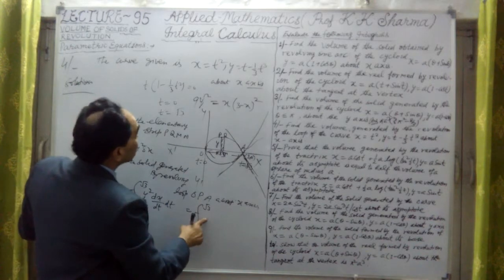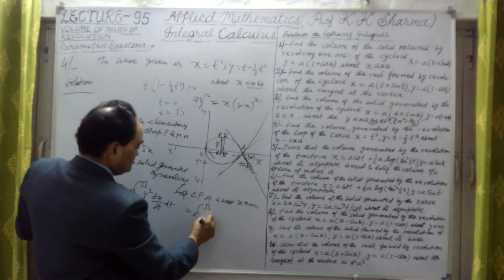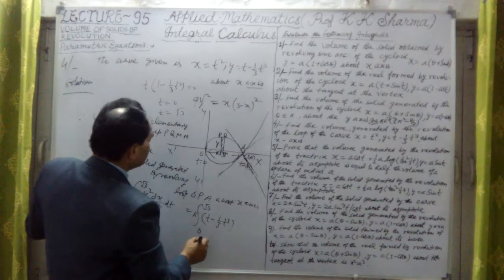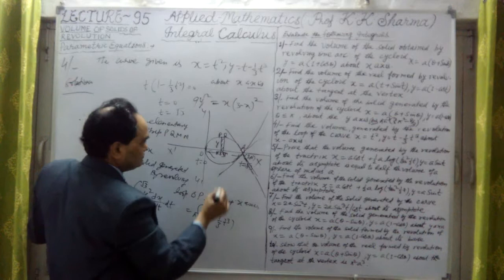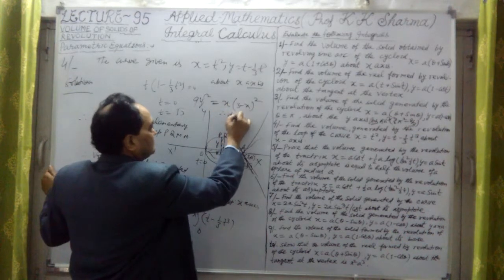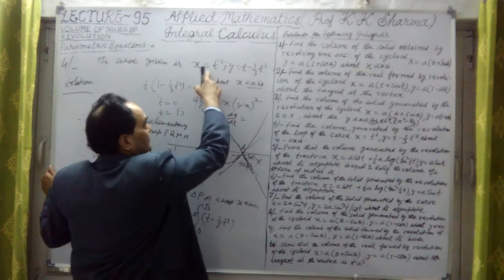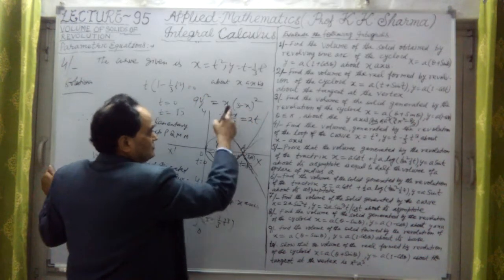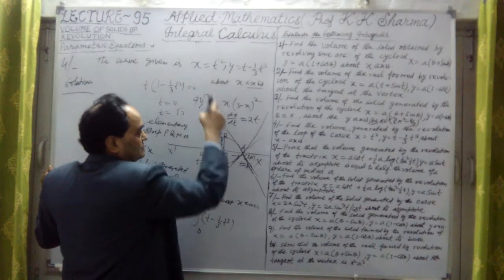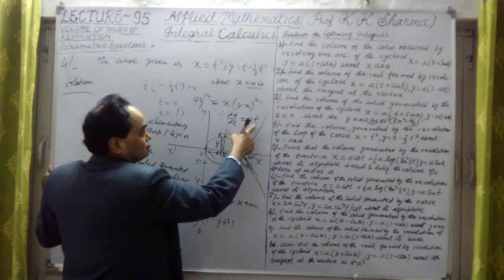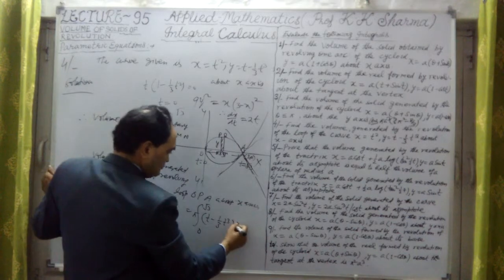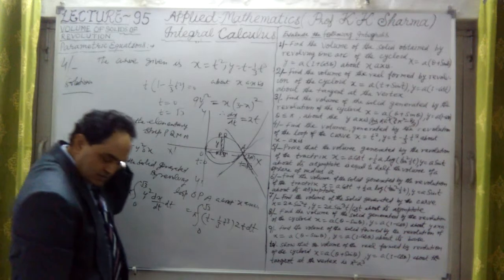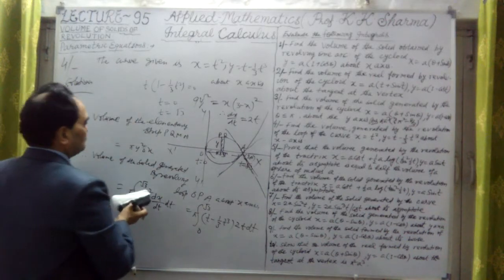Y square here is that value, t minus 1/3 t cube, into dx/dt. Here dx/dt is the differentiation of t square, which is 2t with respect to t, so this is 2t into dt. Simple, by multiplying each step and then integrating this and substituting the value.